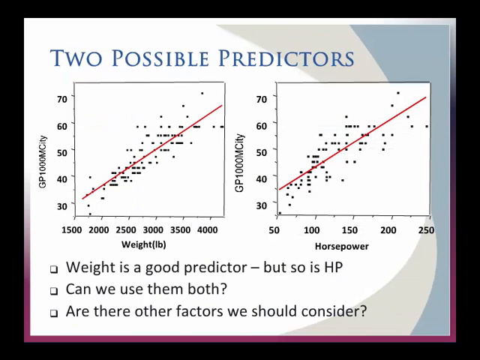But then you've got to be careful, because weight could be a good predictor, but horsepower is a good predictor too. Can we use them both? Should I use one? Should I use the other? What are some other factors that I should use to determine what the estimated cost of this new thing might actually be?